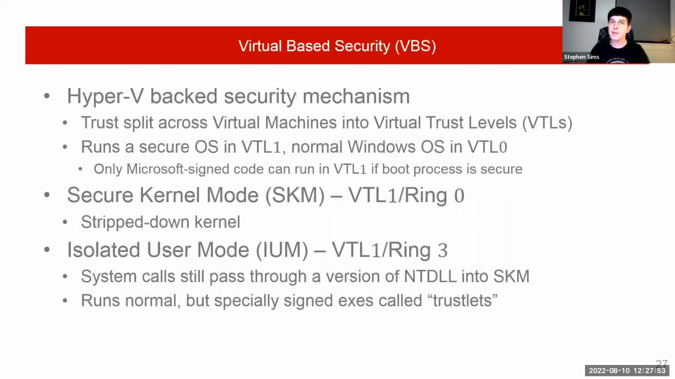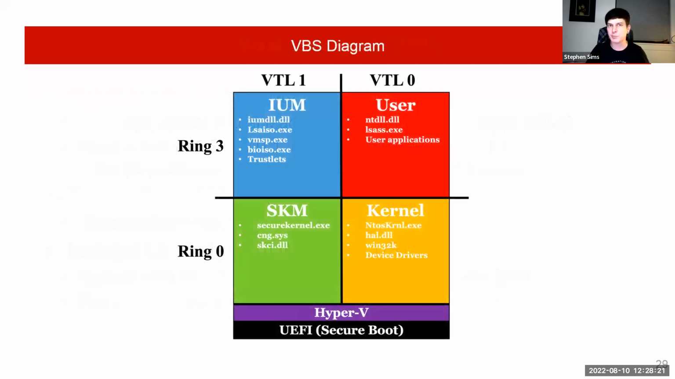VBS, virtualization-based security, is fascinating. If you've heard of Credential Guard, it basically takes the LSASS process, which is the Local Security Authority Subsystem. If you've ever used a tool like Mimikatz to inject into the LSASS process and steal credentials, VBS stops you from being able to do that. Credential Guard uses VBS, and this diagram helps explain it more.